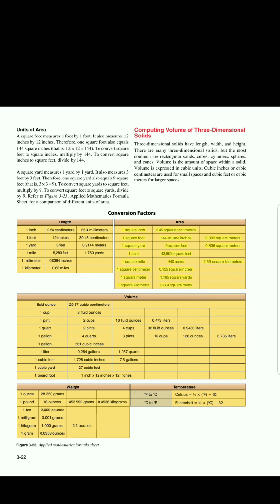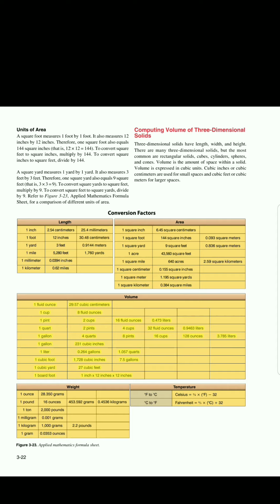Area. 1 square inch equals 6.45 square centimeters. 1 square foot equals 144 square inches, 0.093 square meters. 1 square yard equals 9 square feet, 0.836 square meters. 1 acre equals 43,560 square feet. 1 square mile equals 640 acres, 2.59 square kilometers. 1 square centimeter equals 0.155 square inches. 1 square meter equals 1.195 square yards. 1 square kilometer equals 0.384 square miles. Volume. 1 fluid ounce equals 29.57 cubic centimeters. 1 cup equals 8 fluid ounces. 1 pint equals 2 cups, 16 fluid ounces, 0.473 liters. 1 quart equals 2 pints, 4 cups, 32 fluid ounces, 0.9463 liters. 1 gallon equals 4 quarts.